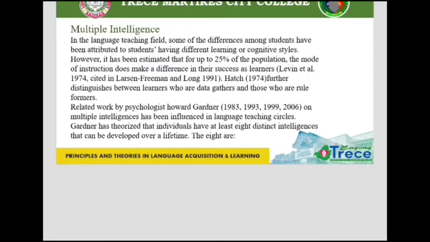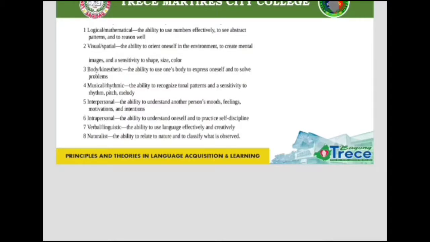The 8 are: first one is logical or mathematical, the ability to use numbers effectively, to see abstract patterns, and to reason well. It is skilled at deductive reasoning, detecting patterns, and logical thinking, while visual or spatial, the ability to orient oneself in the environment, to create mental images, and a sensitivity to shape, size, color. They can picture with their mind's eyes, while body kinesthetic, the ability to use one's body to express oneself and to solve problems. So, ability to process information physically through hand or body movements, controls, and expression.